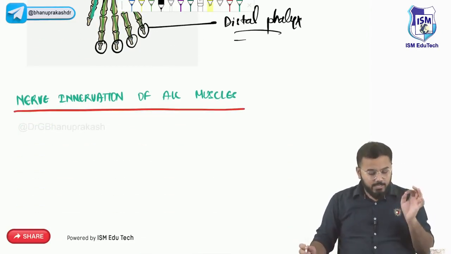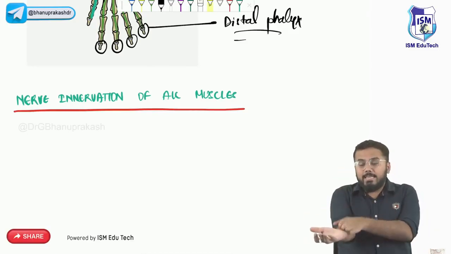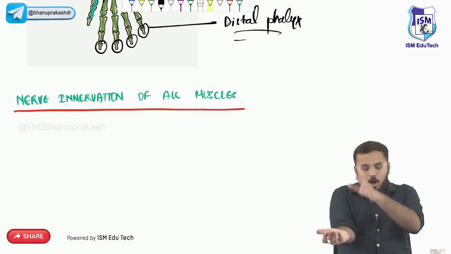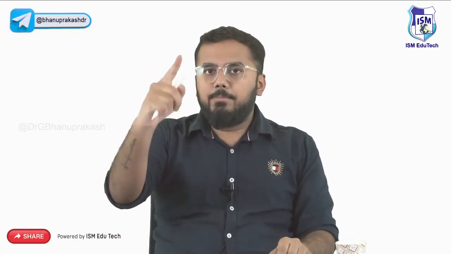But one very important thing is that, remember this statement. All the muscles of the anterior compartment, the superficial and deep muscles, are supplied by the median nerve, except 1.5 muscle. Again, I'm telling you, all the origins and insertions are not needed. Whatever is needed, I'll be telling you. All the muscles of the anterior compartment are supplied by median nerve except 1.5 muscle.